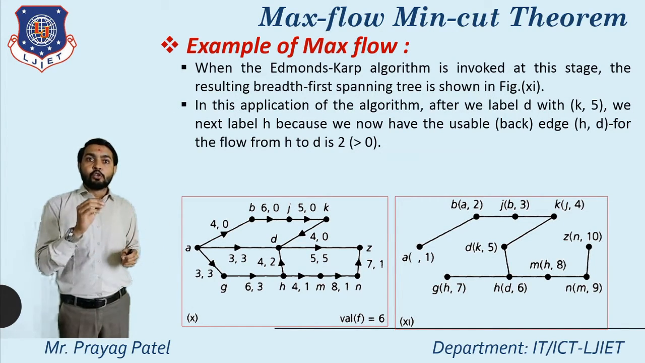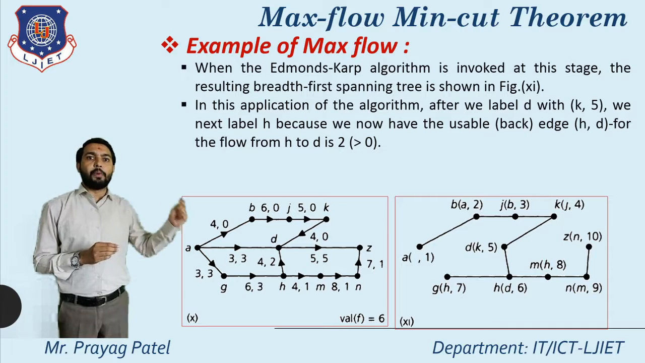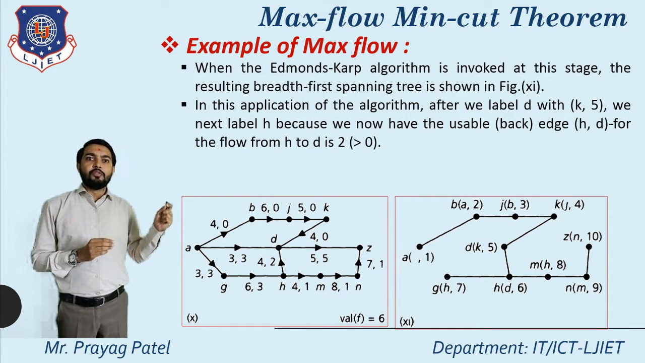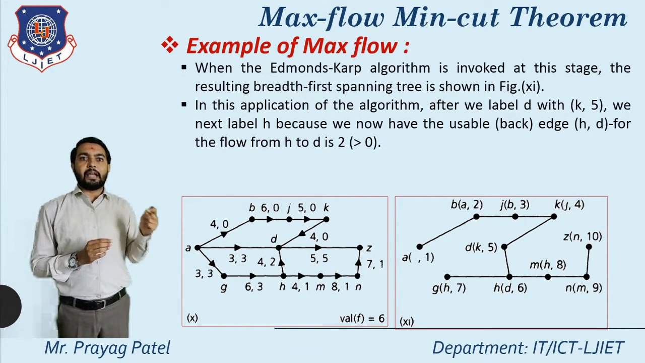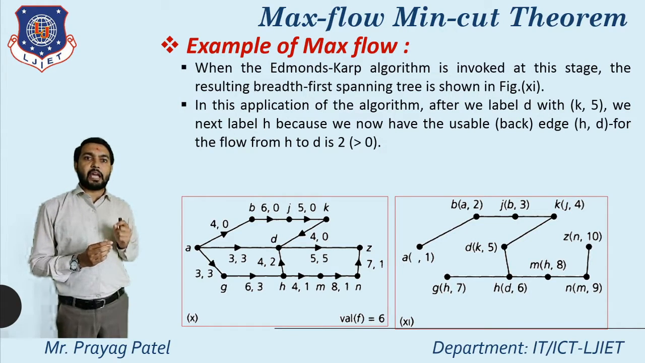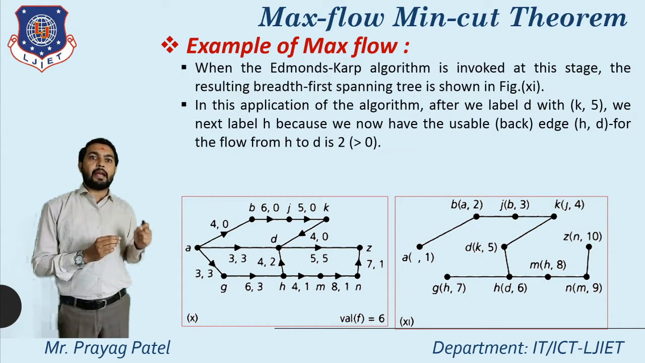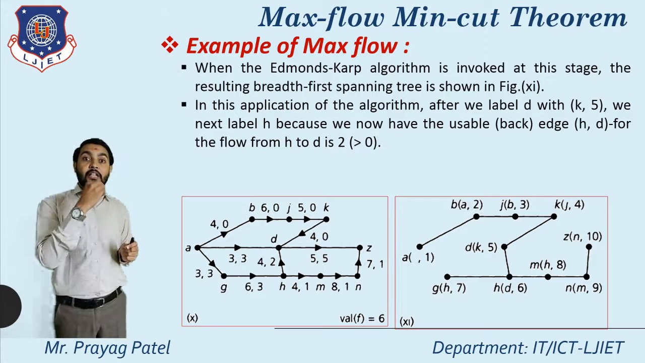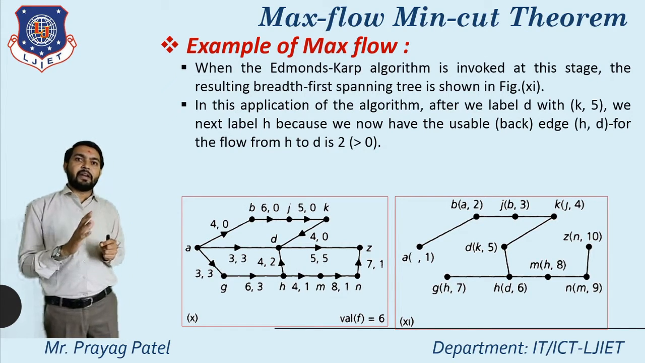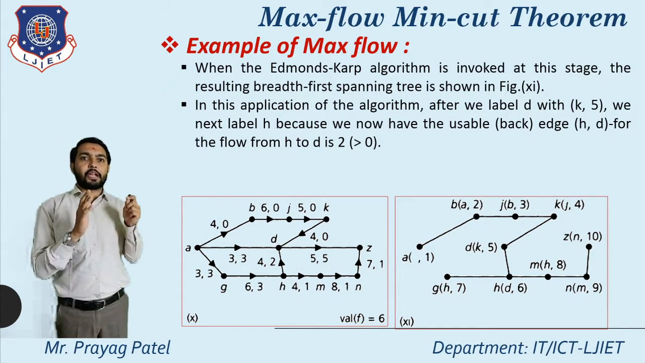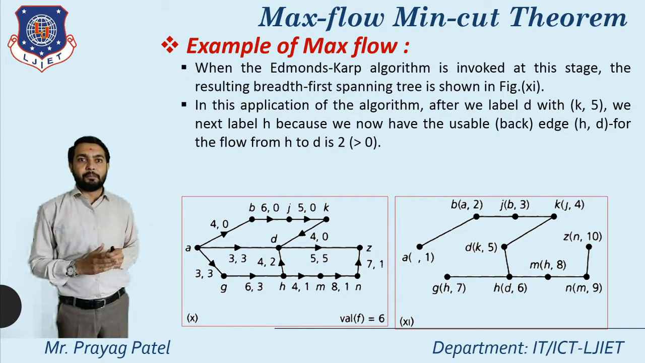Now after that we find another flow, another path. It is possible. See here, another path has A to B, same way, then B to J, then J to K, then K to D, D to H, H to M, M to N, N to Z. So this other path is also possible. Same way we can assign the labeling for each and every node and find the path.